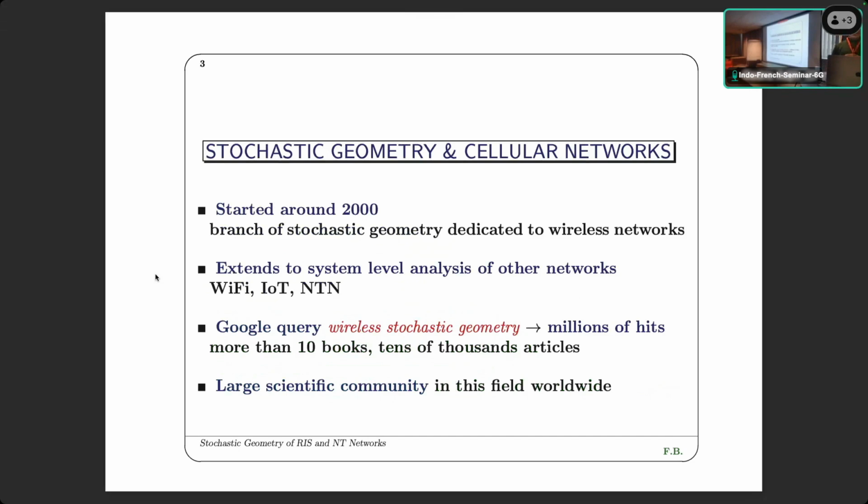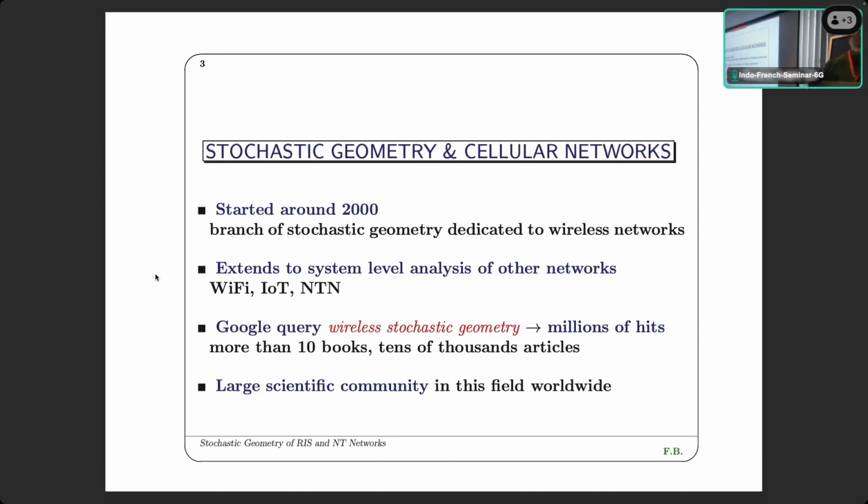The wireless part started around the year 2000. I will describe today only what applies in the context of cellular, but it has lots of incarnations to Wi-Fi networks, self-organized networks, IoT, and we'll describe NTN, right?